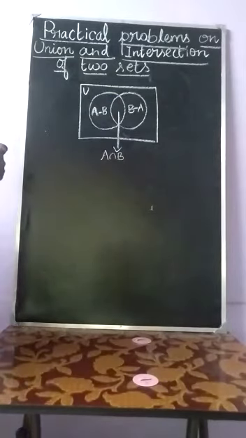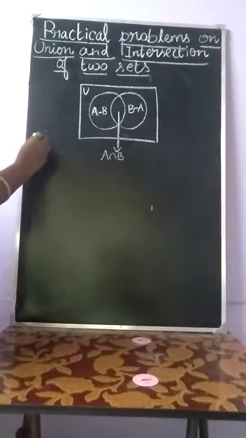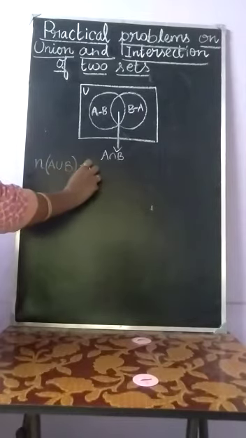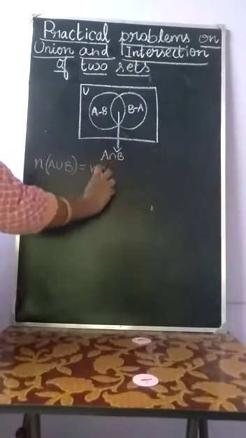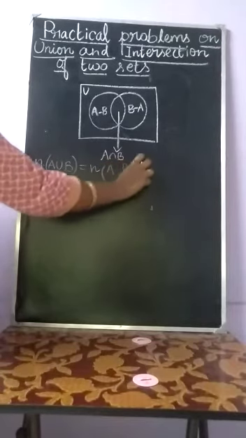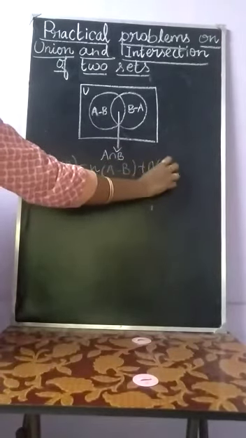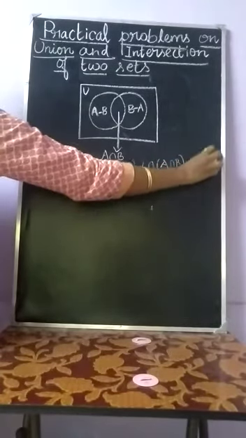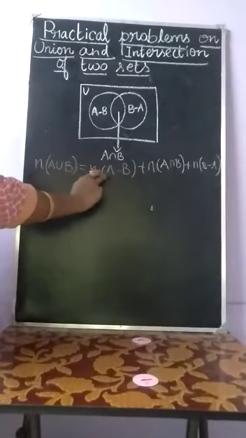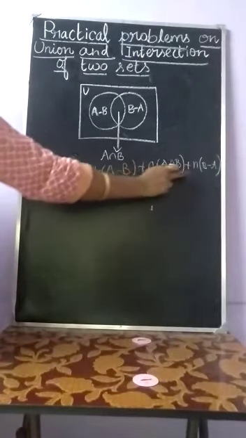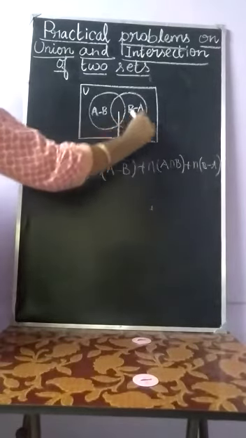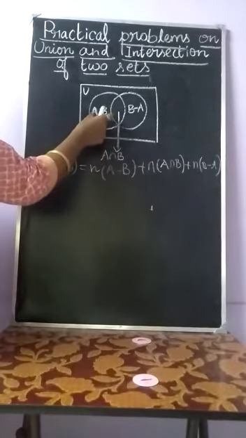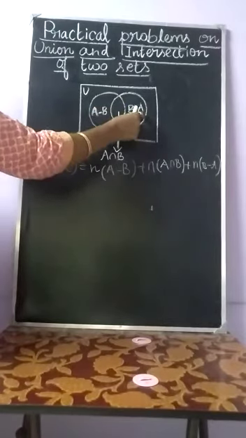Okay, if A and B are finite sets, how can we write n of A union B? n of means the cardinality of sets. n of A union B equals, how can we write this value? n of A minus B plus n of A intersection B plus n of B minus A. A union B means this full part. So, we have to take the A minus B part and the A intersection B part, then the B minus A part.